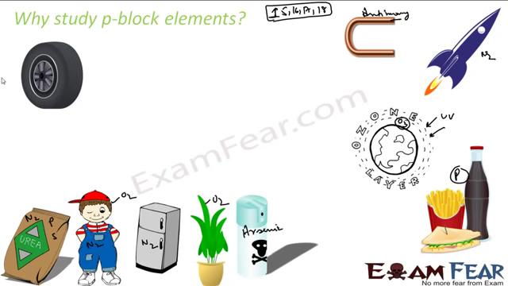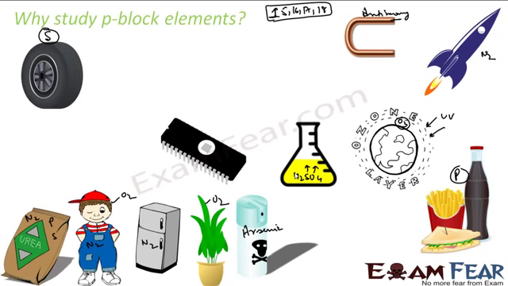The vulcanized rubber you get, for this hardening of rubber you use sulfur, and sulfur is again a P block element. Sulfuric acid, the most common acid in the lab, has sulfur, a P block element. If it has oxygen, that's also a P block element. In semiconductors we use selenium, and selenium is also a P block element. For disinfection of water we use chlorine, and chlorine is again a P block element.